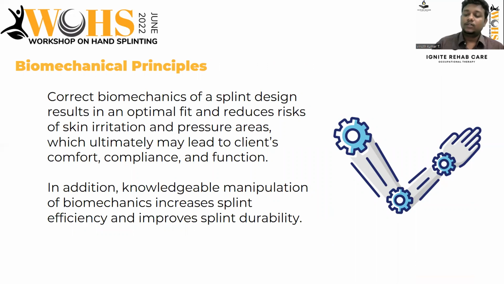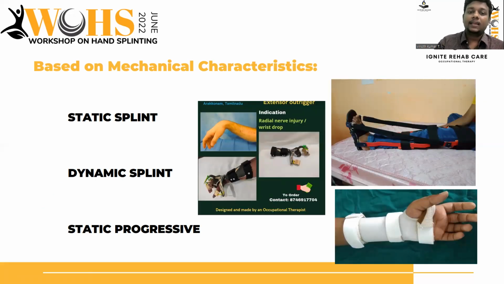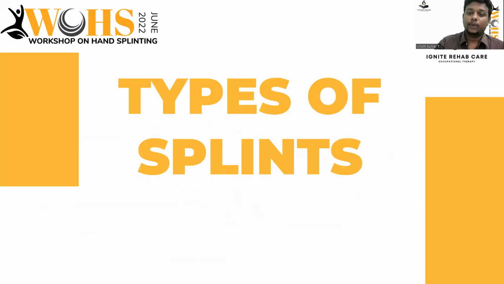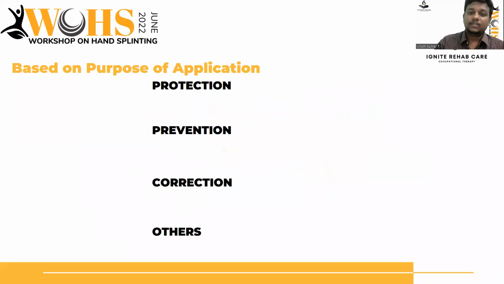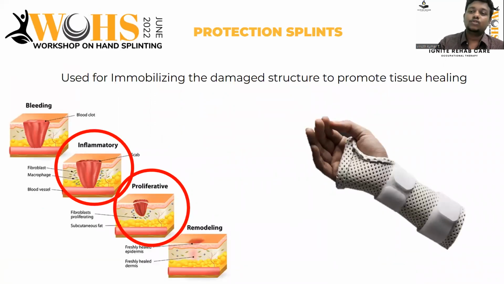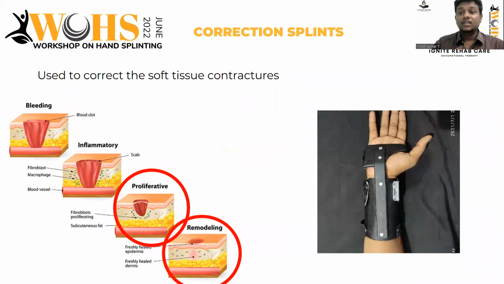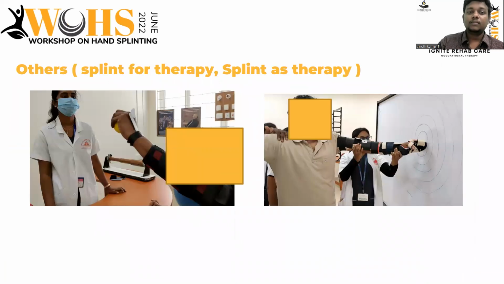So this is about the mechanical characteristics. Based on purpose, the splints were also divided. A slight reminder of these chapters: we have studied that based on the purpose, it has been majorly divided into protective, preventive, corrective, and others. Protective splints are used for immobilizing the structures to promote healing, preventive splints are used to prevent contractures, and corrective splints are used to correct the soft tissue, correct the contractures if they arise. And then there are splints for therapy, splints as a therapy.